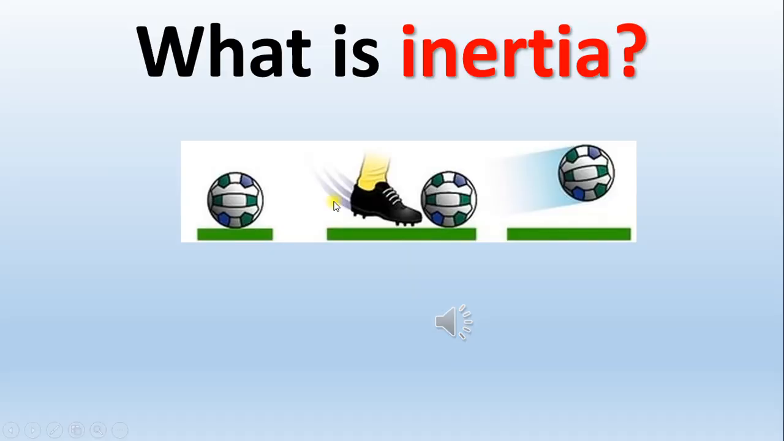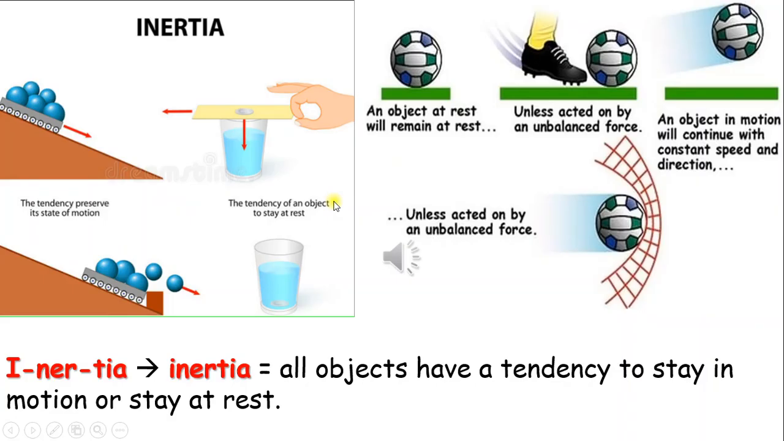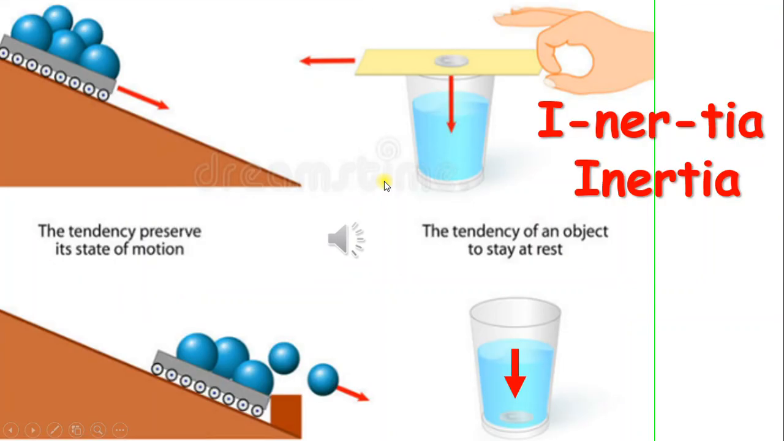What is inertia? Inertia means that all objects have a tendency to stay in motion, or stay at rest. Look at how the coin will stay at rest, unless a force acts against it to make it move. Notice the paper was quickly moved away from the coin, and therefore the coin dropped down to the bottom of the glass of water, to stay at rest.